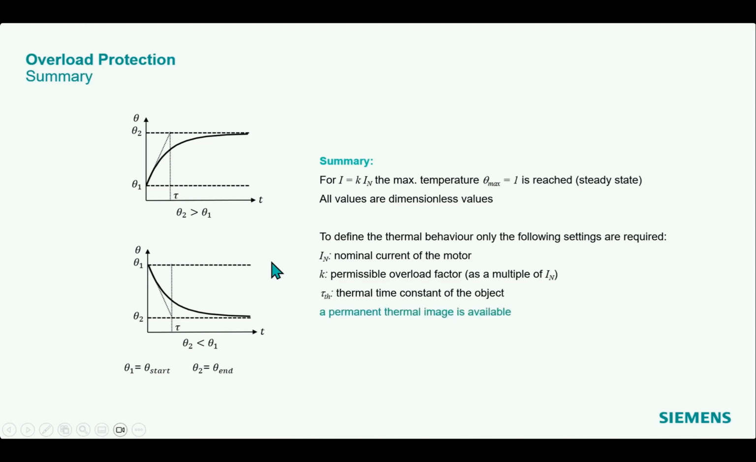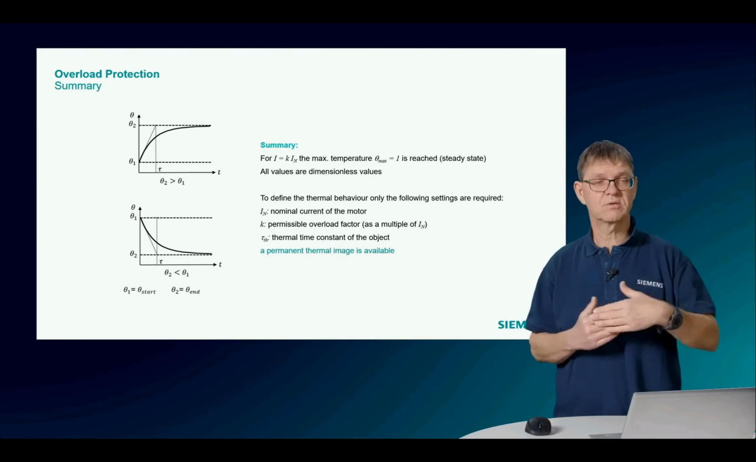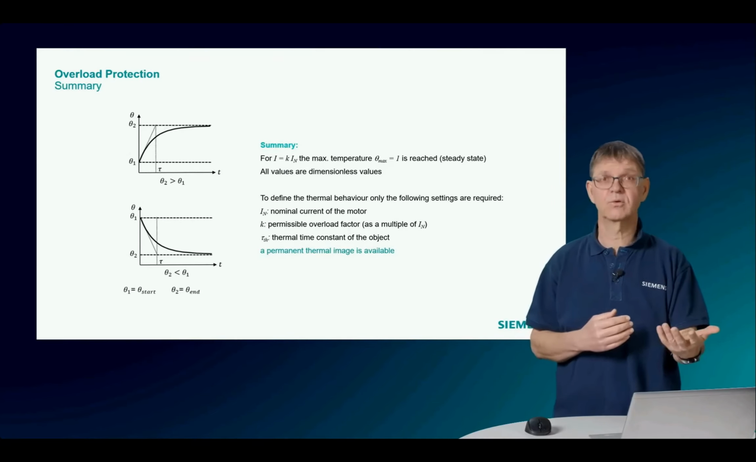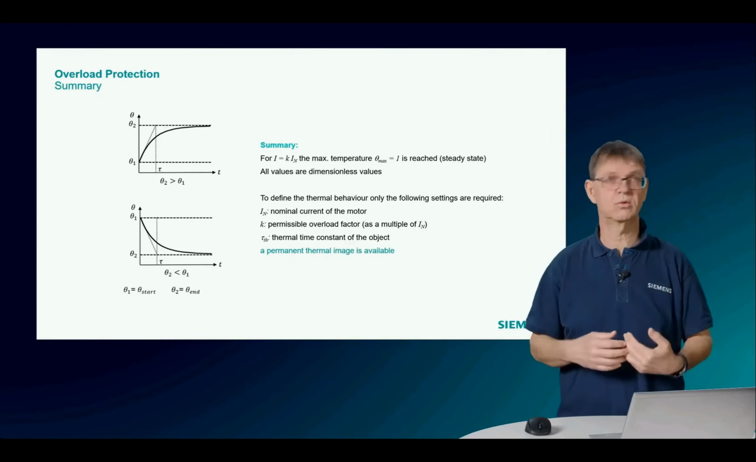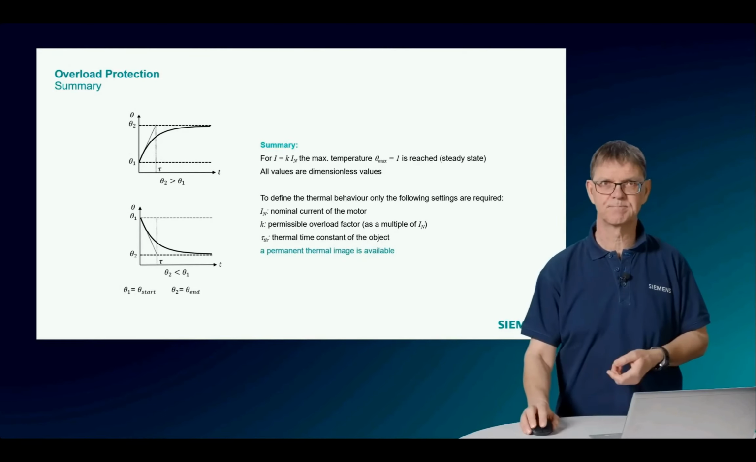And we calculate this permanent thermal image because it's the best way to trace the actual situation, and to not give an overfunction in case you have a higher current flowing, and not to be too slow or have an underfunction in case the temperature is already high.